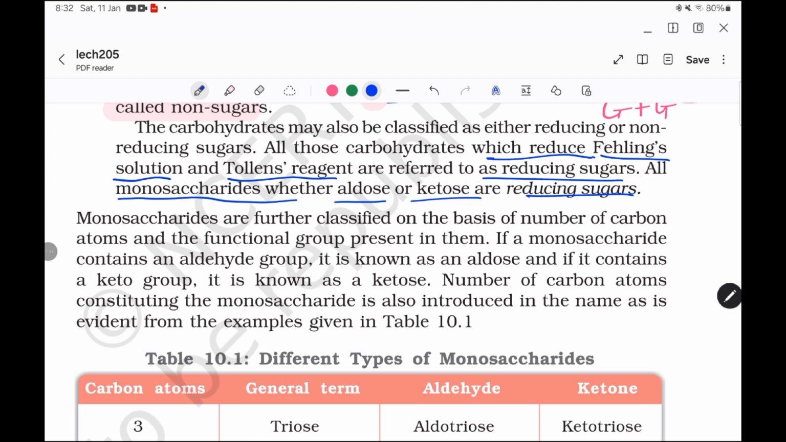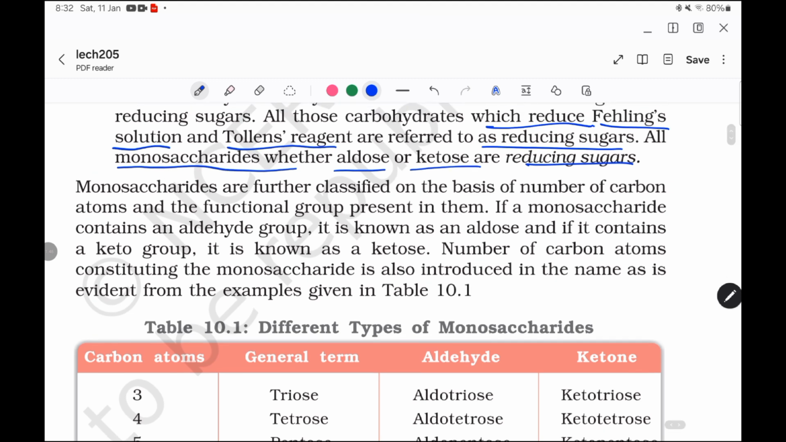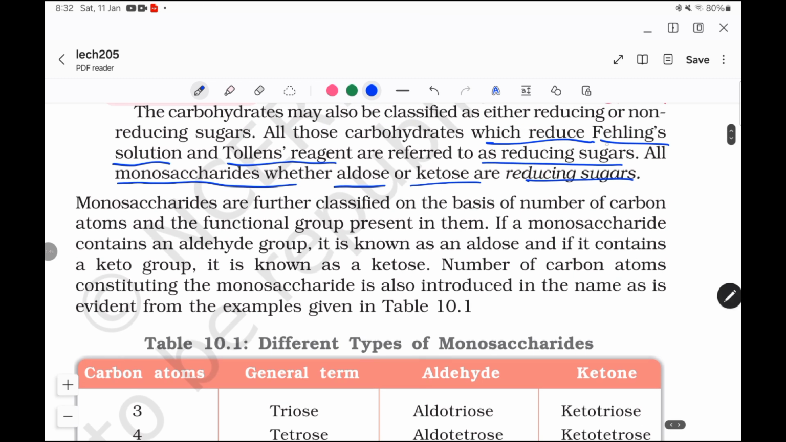Now, what is Fehling's solution and what is Tollens solution? This has already been dealt with in other chapters. I will not go into much detail for the chapter on biomolecules. It is important that you just remember these names. Fehling's solution is actually made up of copper sulfate and alkaline sodium potassium tartrate, which you will study in the other chapter. So just remember what reducing sugars are. This is important for your board exam. The carbohydrates which can reduce Fehling's solution and Tollens solution are called reducing sugars.